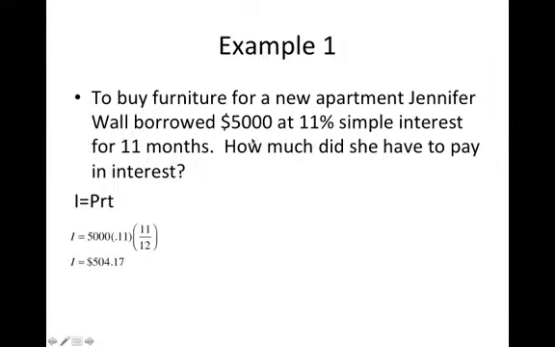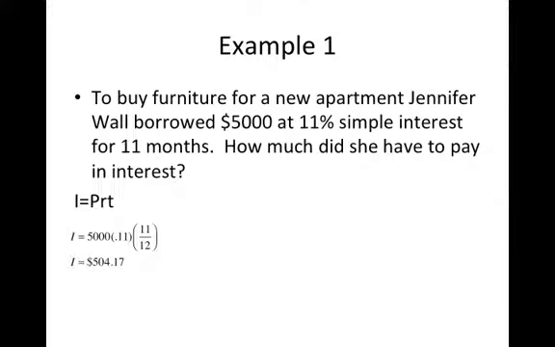So our principal amount is $5,000. The rate is 11%, so in decimal form it's 0.11. And then the time is given to us in terms of months, so we divide that by 12. So 11/12ths will give us the fraction of a year that we're talking about. You just grab your calculator and multiply that out, and you get $504.17 is the amount of interest that she'll have to pay.